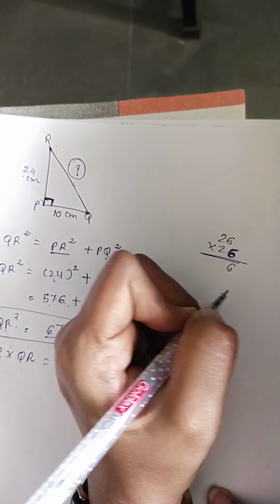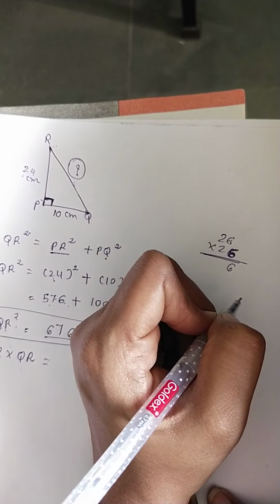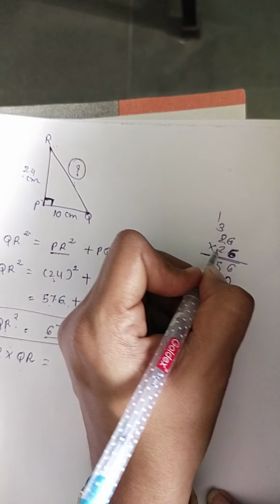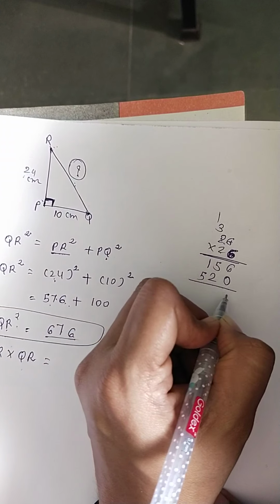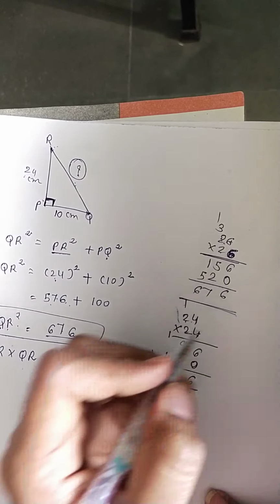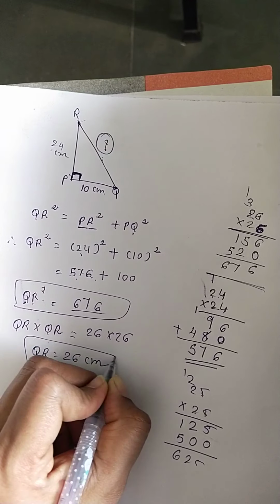6 6s are 36. Carrying 3. 6 2s are 12. 12 and 3, 15. Put 0. 6 2s are 12. Carrying 1. 2 2s are 4 and 1, 5. 6, 7 and 6. So it is 676. So whenever we have the 676, we can write 26 multiplied by 26. It is known as a square root, students. What we can say? Square root. So here QR is equal to 26 centimeters.